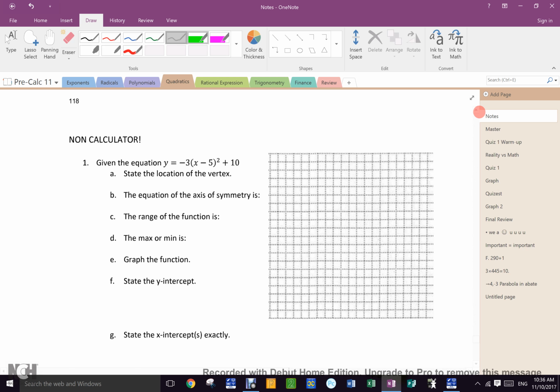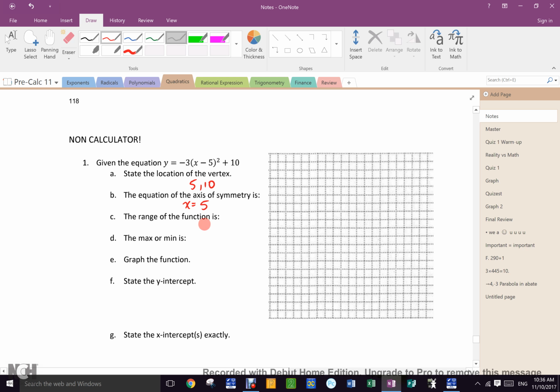It's in vertex form, right? So does that have everything we need? Everything's worth 1, yeah? What's the vertex? 5, 10. 1 mark. What's the axis of symmetry? X equals 5. 1 mark.